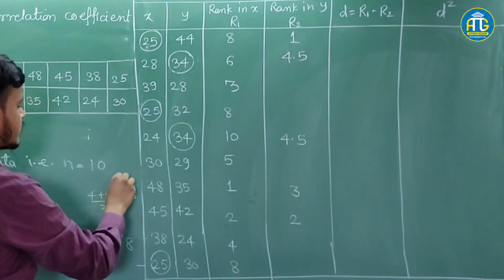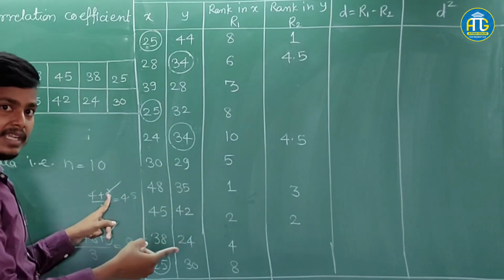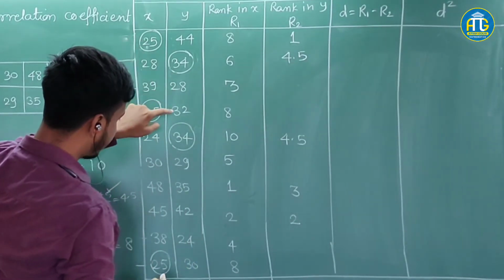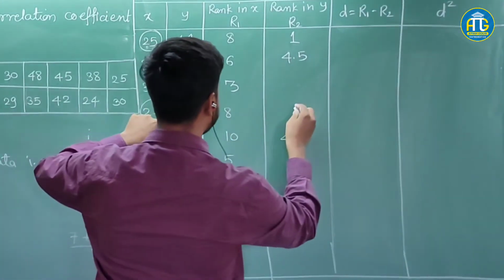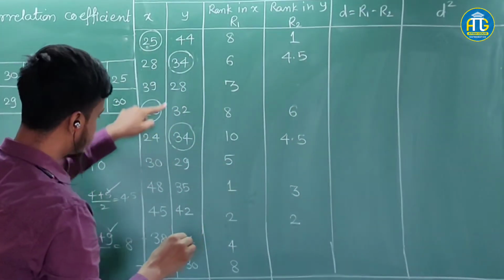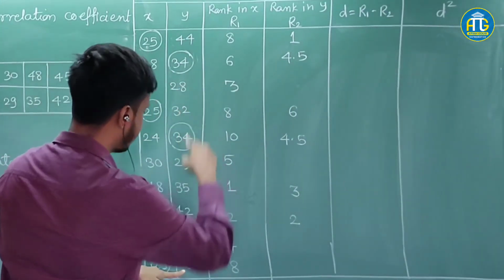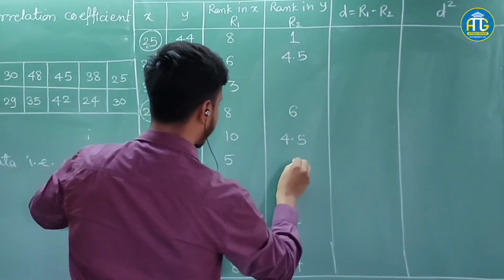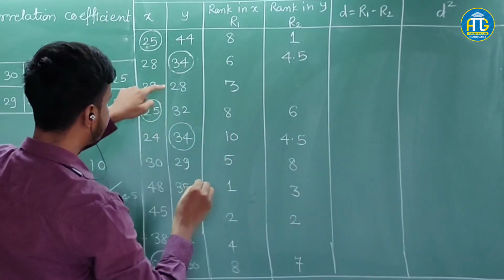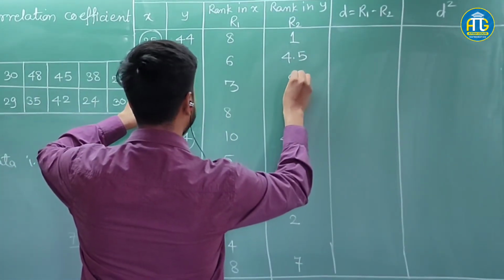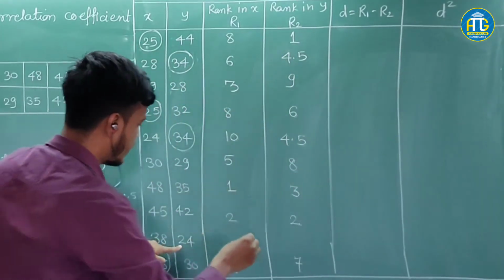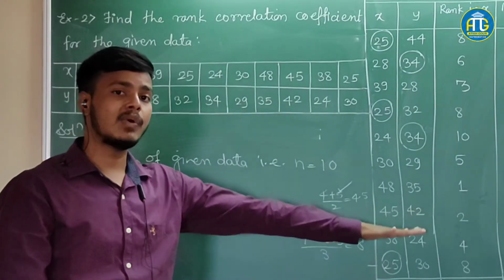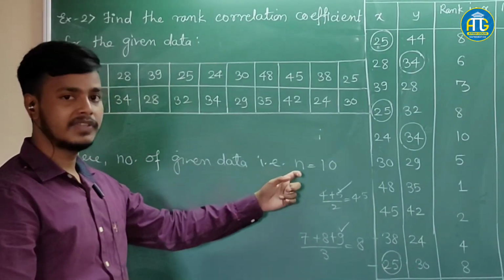Okay, so I have made use of ranks up to 5. Next will get which rank? 6. Very good. Then this 32 will get rank 6. After 32 we have 30, so 30 will get rank 7. Then 29 will get rank 8. Then 28 will get rank 9. And at last 24 will get rank 10. Okay, so rank cannot exceed the number of given data.